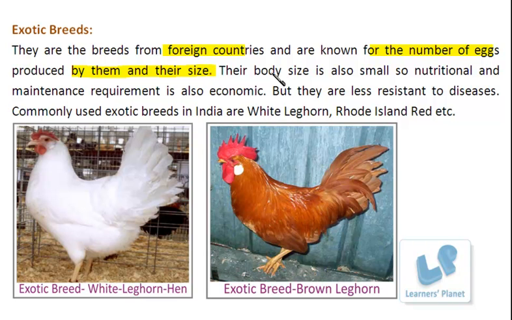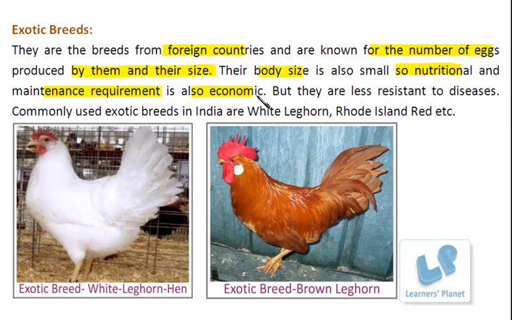This body size is quite small, and this is actually favorable because if the body size is small, then the nutritional and the maintenance requirement becomes economic. It becomes quite less, isn't it? And of course, the number of eggs produced by them is good enough. So all these things are preferred by the breeders.